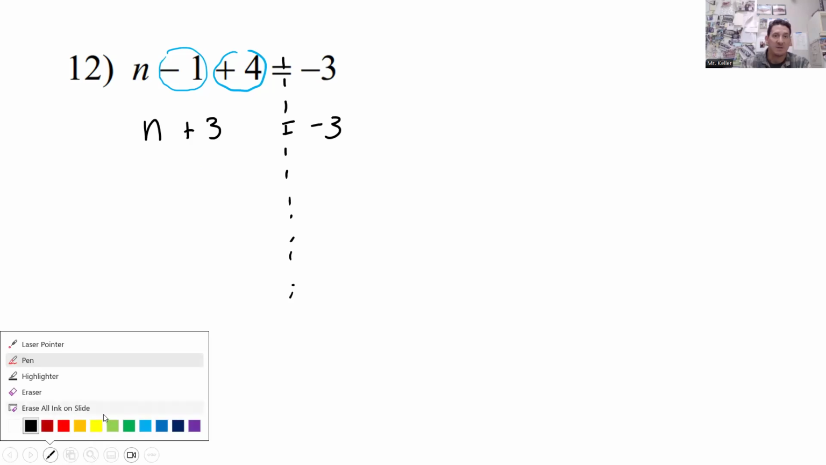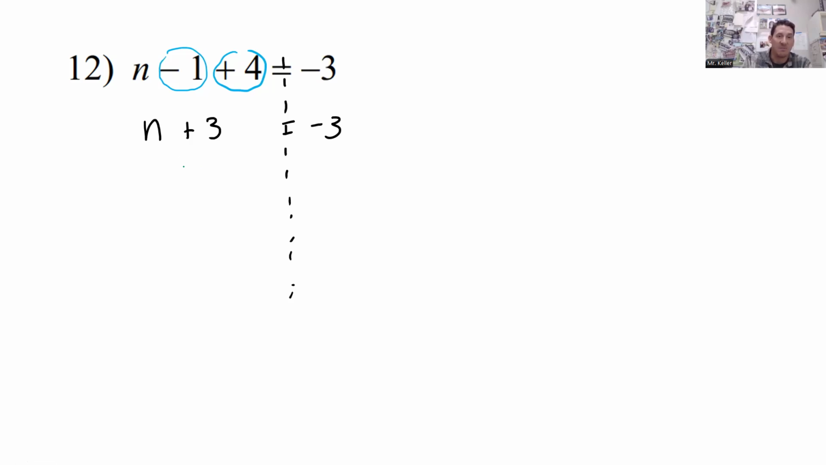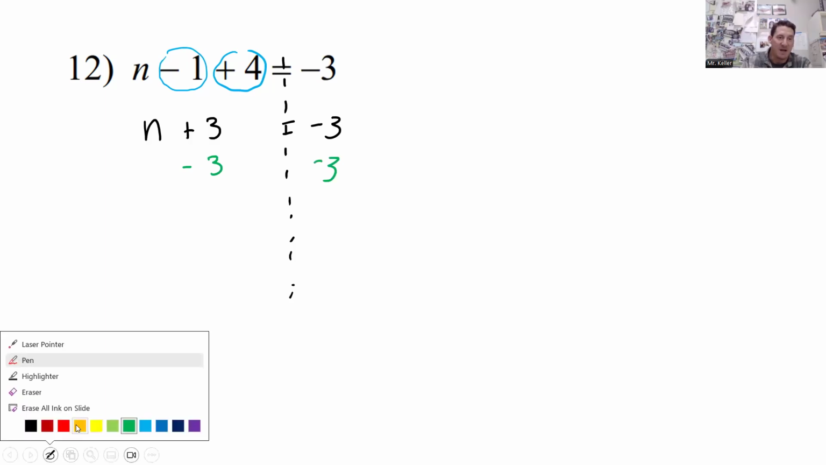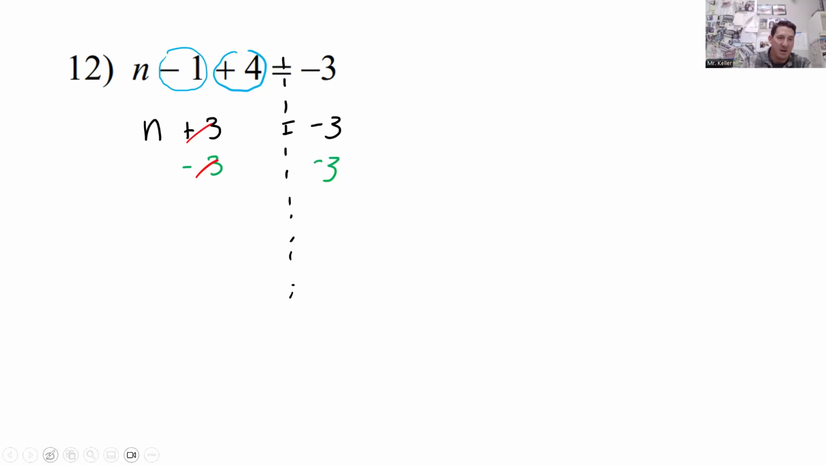To solve from here, to get rid of the plus 3, I'm going to subtract 3 from both sides. Plus 3 minus 3 cancels out. And you get left with n is equal to negative 6.